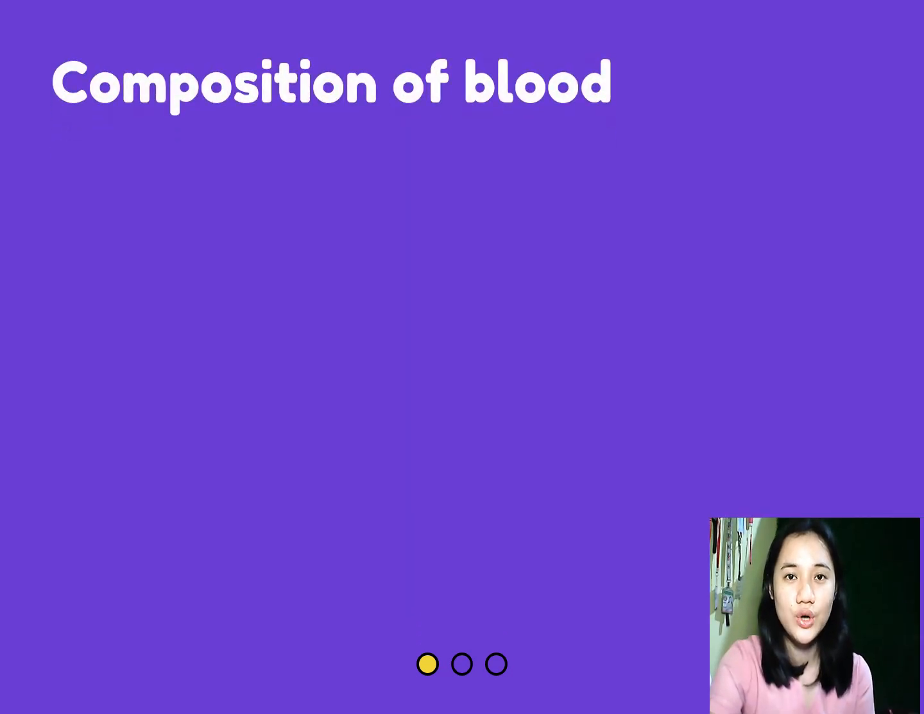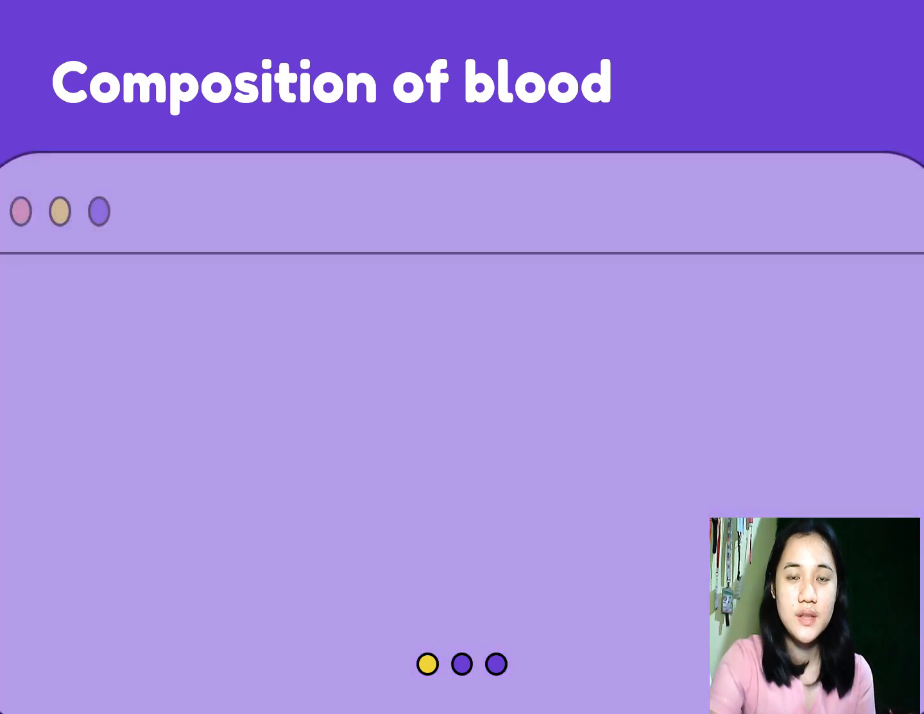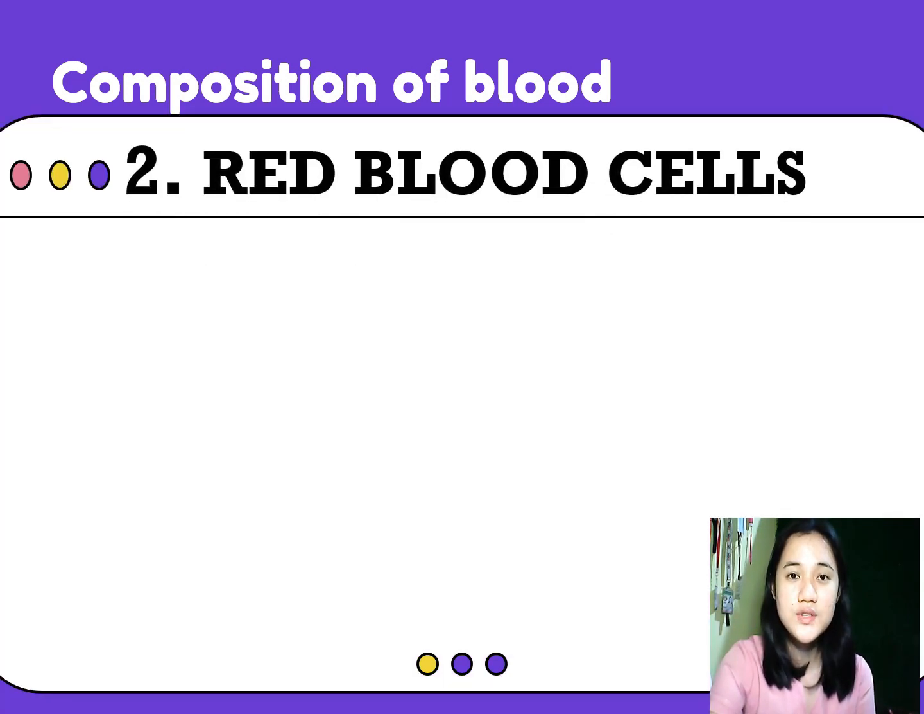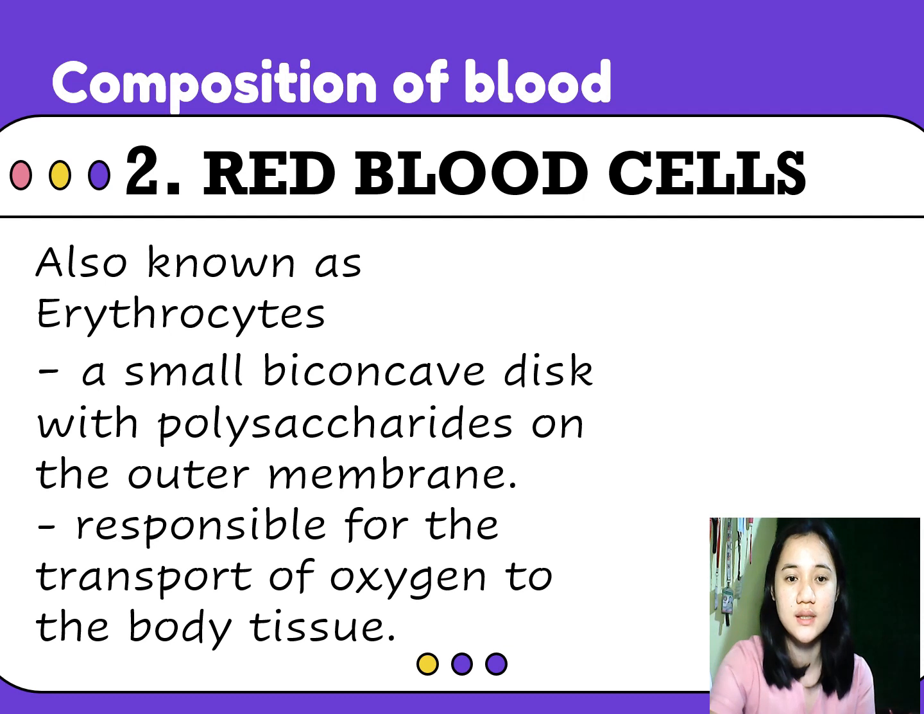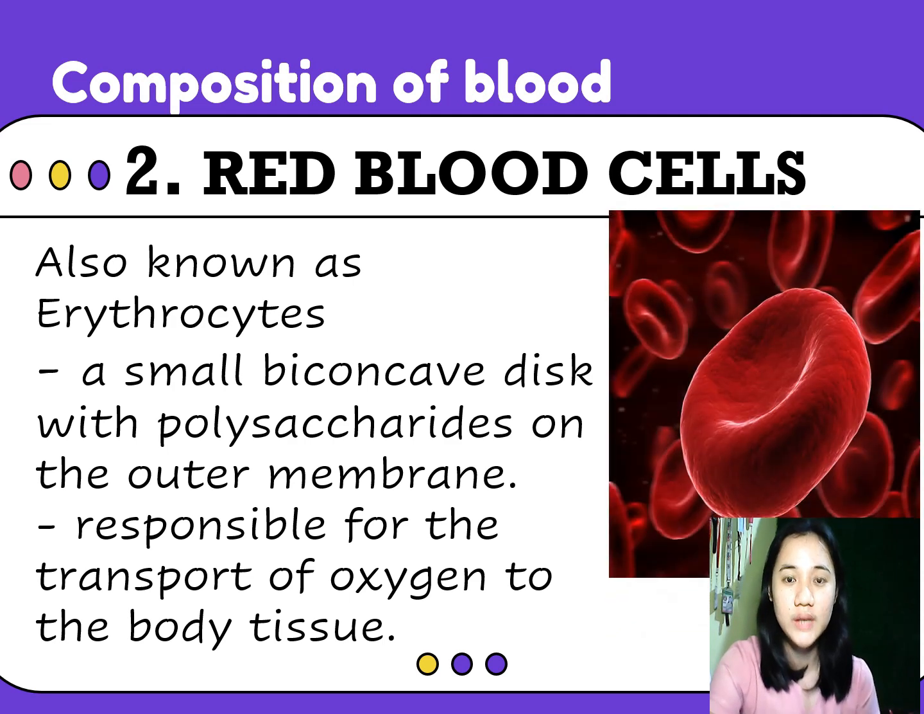Another composition of the blood is the red blood cells, also known as the erythrocytes. It is a small biconcave disc with polysaccharide on the outer membrane. When we say polysaccharide, it contains sugar. It is responsible for the transport of oxygen to the body tissues and to the cells. RBCs, or red blood cells, contain hemoglobin, a special kind of protein containing iron.